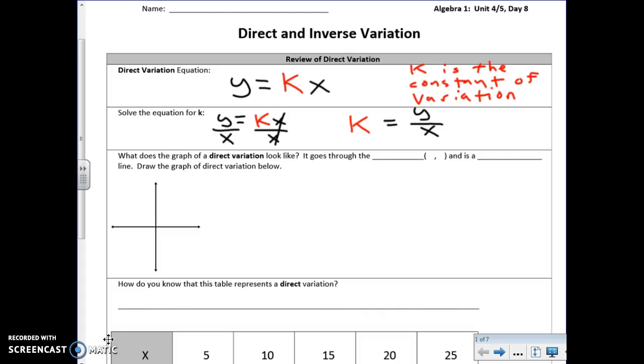What does a graph of a direct variation look like? Well, it goes through the origin, which is the point 0, 0. Right there. You look down at the x and y axis, it's right there in the middle. That's the point 0, 0. Direct variation is a straight line that crosses through the origin. So it might look like that, a straight line crossing through the origin.